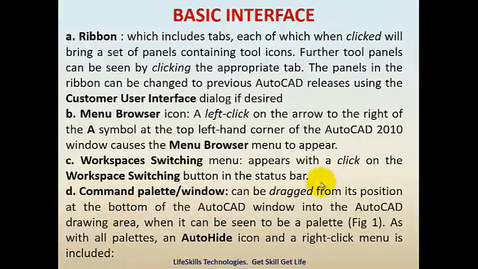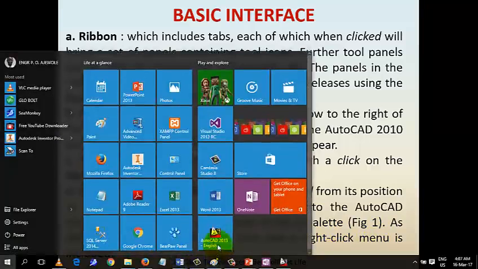So that is workspace switching. That is item C here. The item D, we call it the command palette or command window. It can be dragged from its position at the bottom of the AutoCAD window into the AutoCAD drawing area. It can be auto-hidden. We have an auto-hide icon, and we have a right-click menu icon included with it.